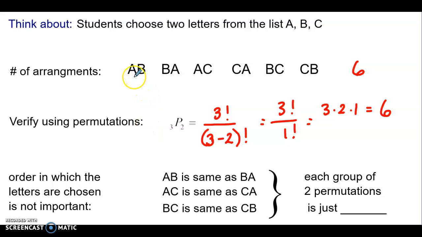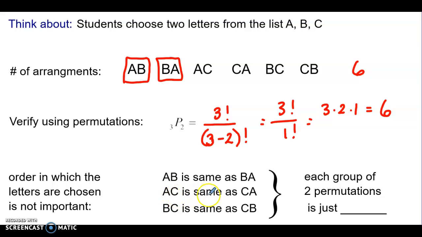Taking a closer look at our 6 possibilities, we can see that AB is very similar to BA. When order is important, they are 2 different arrangements. However, if we are just talking about a combination of letters, AB and BA would be the same combination of letters when order is not important.